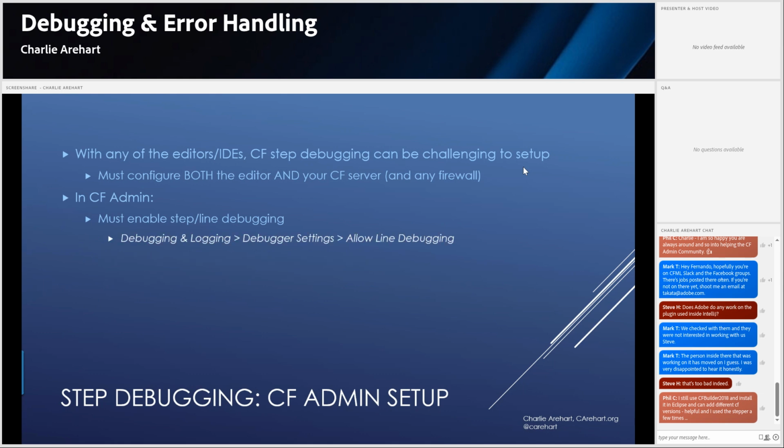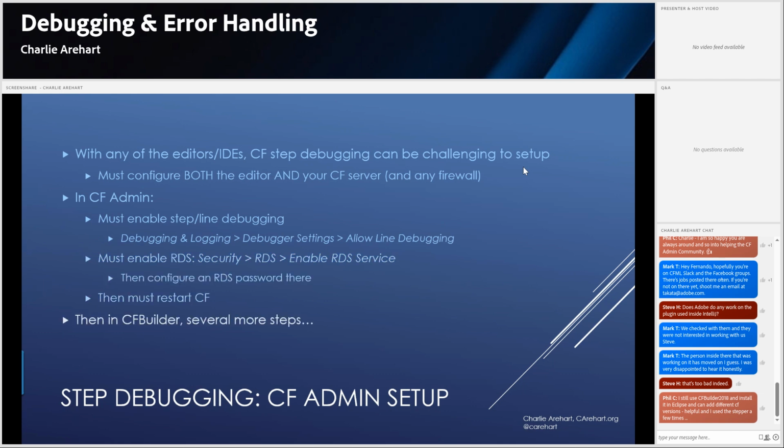So if you have the debugging, allow line debugging turned on, and if you enable RDS, and then you restart CF, you have now done what you need for CF to work for step debugging. And many people never get to that because they're just doing everything in their editor and don't realize that's only half the battle. The first half of the battle is in the admin.